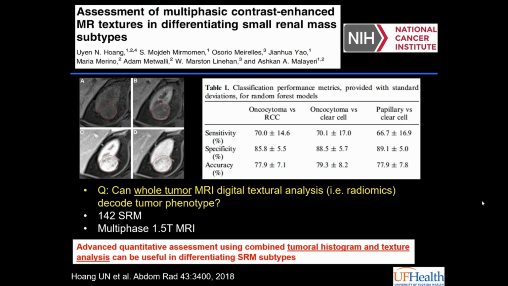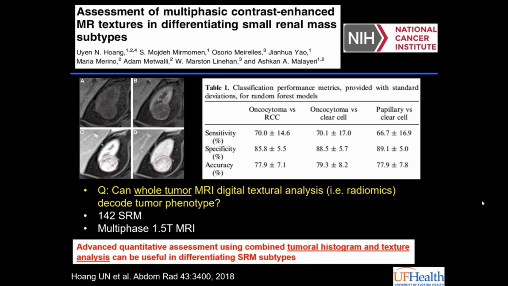One is called tumoral histogram, which is really in essence the type of enhancement, and then textural analysis, which gets into the AI realm. Both were useful in differentiating small renal mass subtypes. You can see in the table oncocytoma versus renal cell carcinoma, or oncocytoma versus specifically the clear cell renal cell carcinomas, and then papillary kidney cancer versus clear cell, which is the most common kidney cancer type. You can see the performance characteristics are fairly good, not perfect, but fairly good.